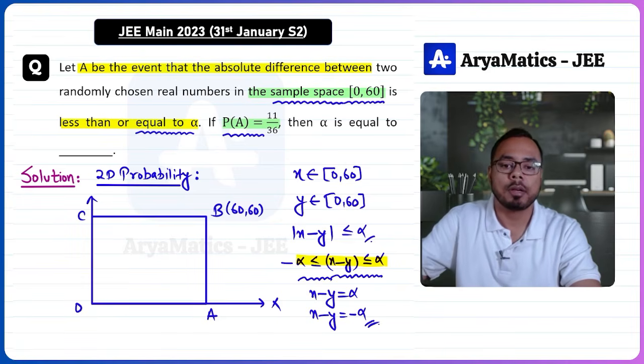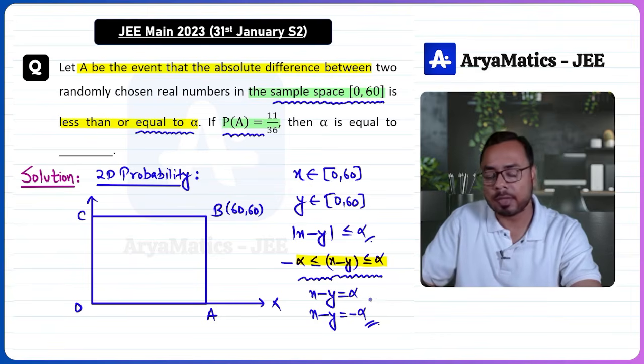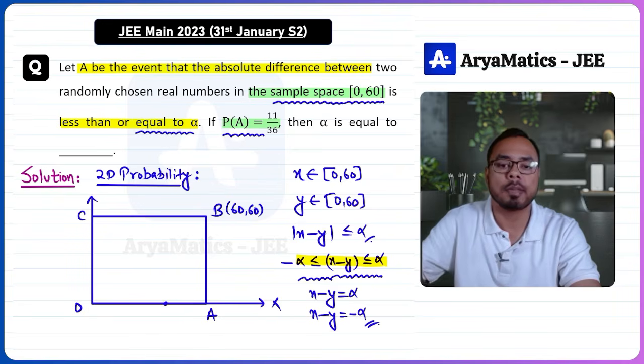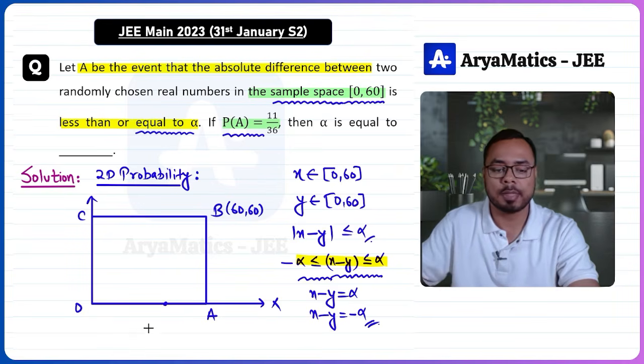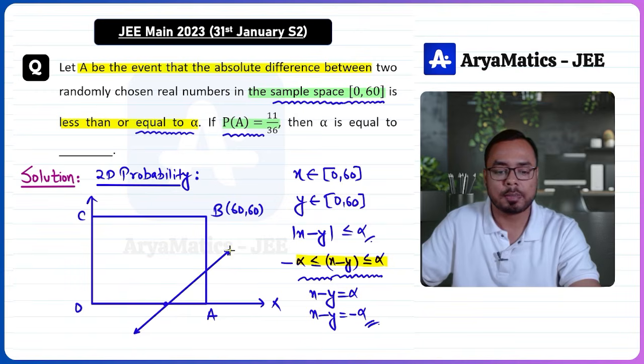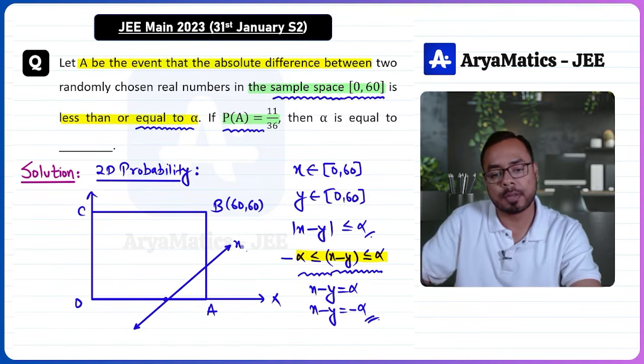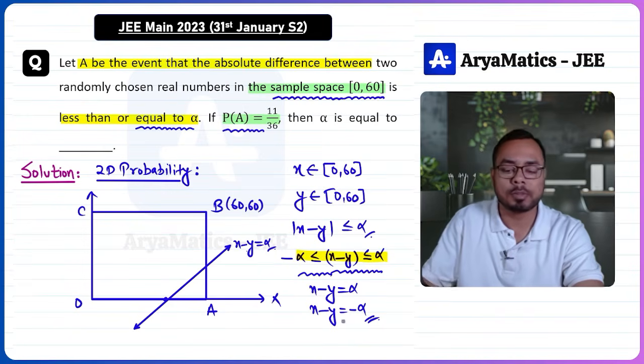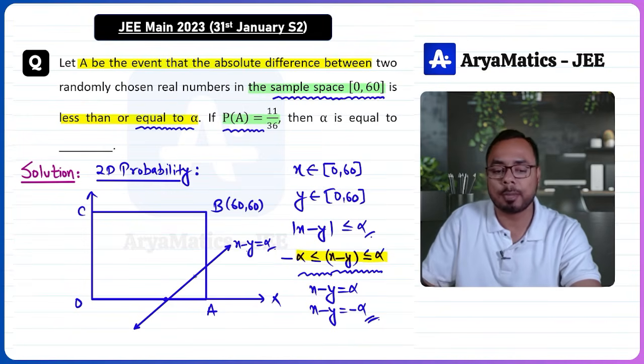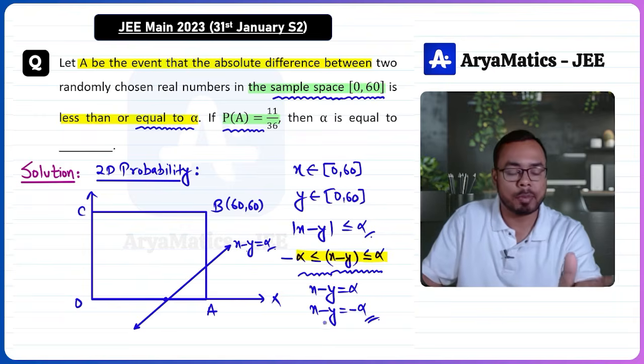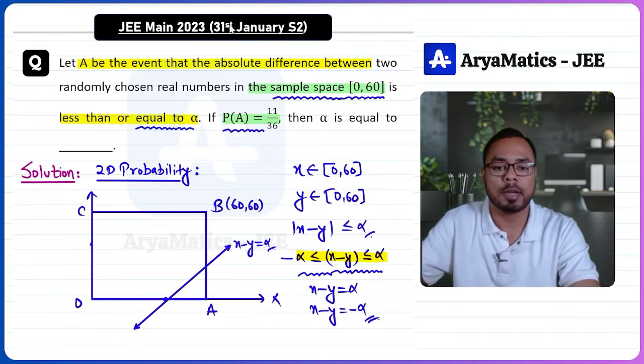Here, for drawing the first line, if I make y 0, x will be alpha, and the line has slope 1. So basically, this will be the line x minus y equals alpha, right? This is the line x minus y equals alpha. And the other line, x minus y equals minus alpha, will be a line parallel to this one. If I make y 0, then you will get x as minus alpha, and if you make x 0, then you will get y as plus alpha. So this should be the other line, right?